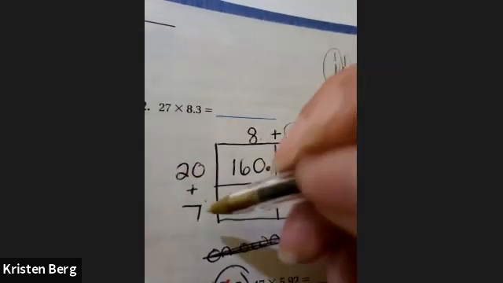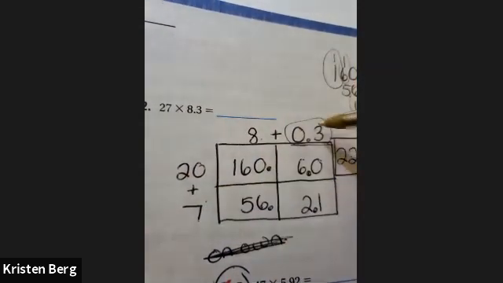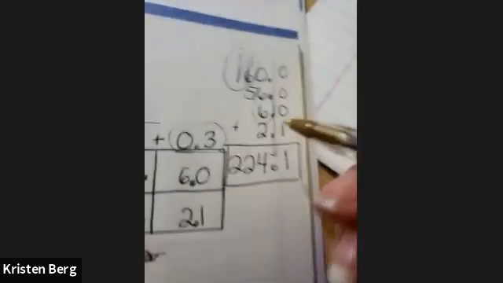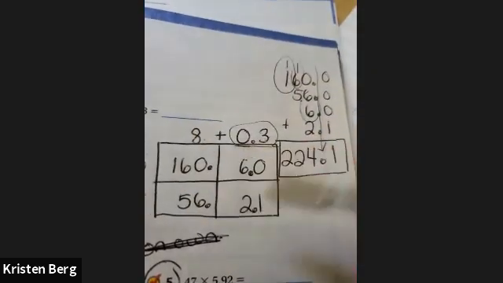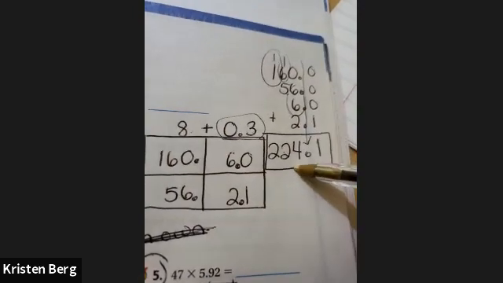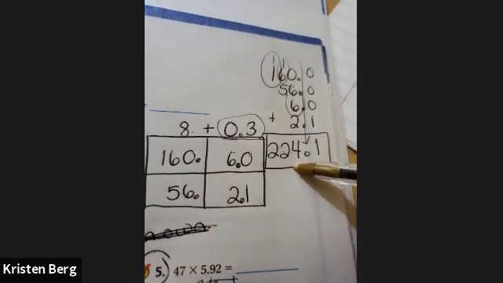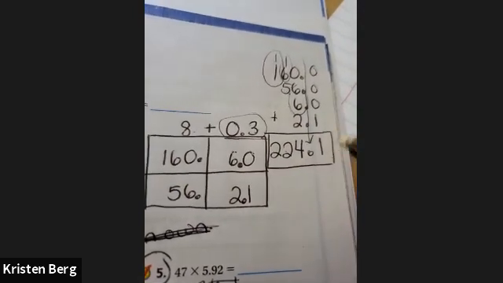And then 7 times 3/10 is 2 1/10. And then what you were supposed to do after that is just add them all up. And if you added it correctly, it would have been 224 1/10.